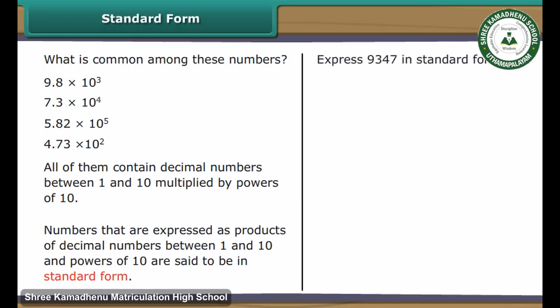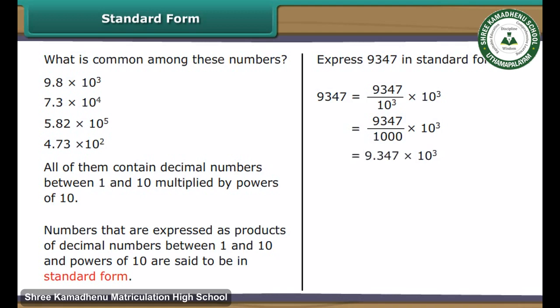Express 9347 in standard form. 9347 is equal to 9347 upon 10^3 into 10^3, which is equal to 9347 upon 1000 into 10^3, which equals 9.347 into 10^3.